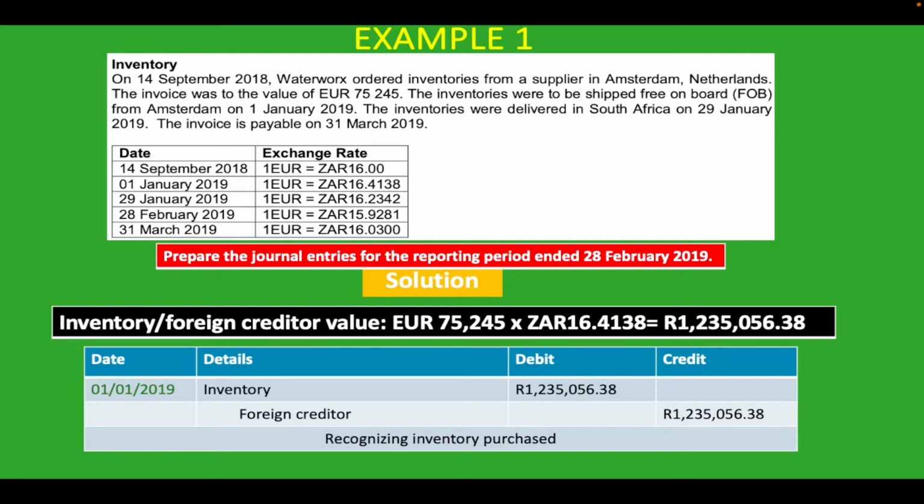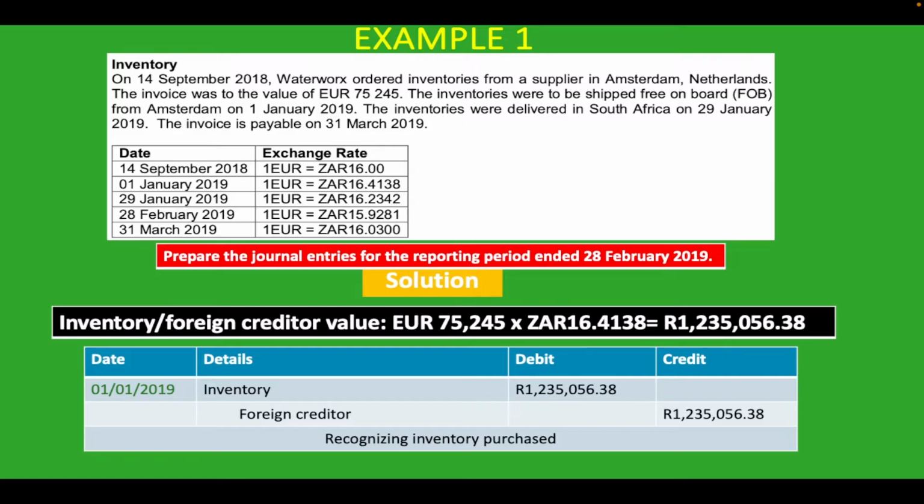Now, let's keep going. When else does a transaction take place? Let's go here. The inventories were delivered in South Africa on the 29th of January 2019. Do we record a journal entry at that point in time? No, because it's not free on board destination point. Okay, free on board destination, it's not. And so we've already recognized the inventories when they were put onto the ship. So on the 29th of January, we don't pass any journal entry because there's no transaction that has taken place at that point in time.